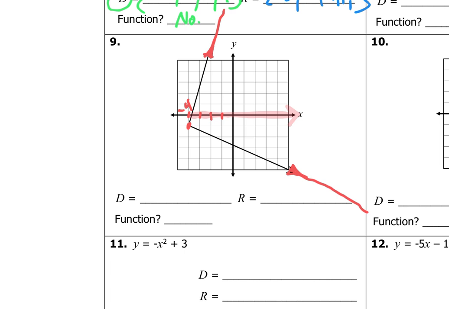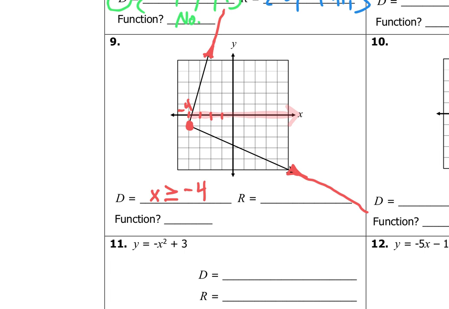Lucky for us, we just had a unit where we learned how to represent an inequality. So in this case, x is going to be greater than or equal to, because remember, that's a solid point of that line, -4.